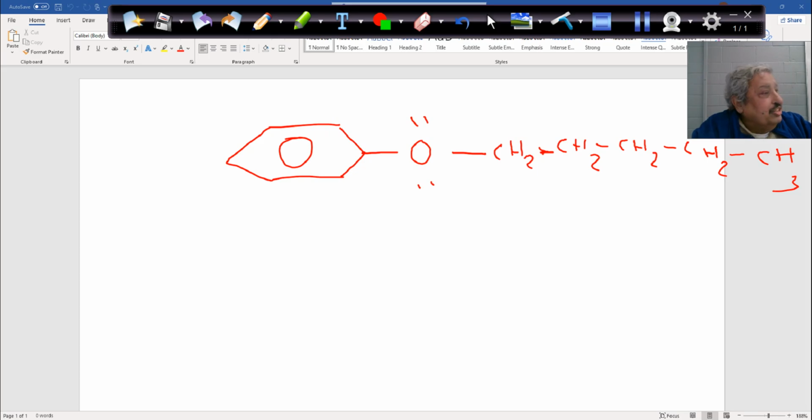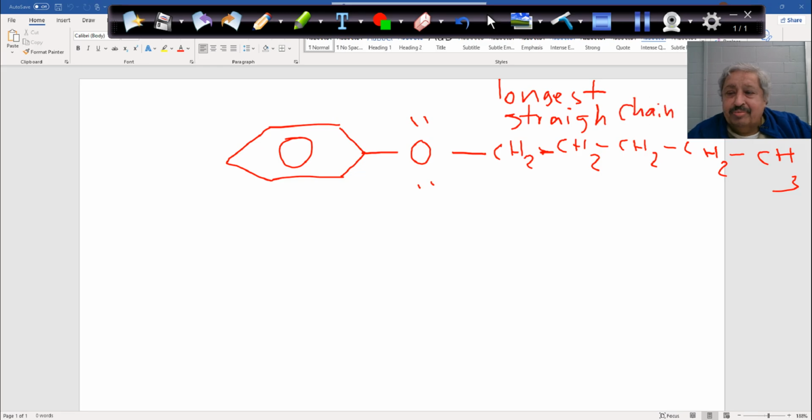So what's the longest chain here? The phenyl ring is not the longest chain. It's a substituent here, correct? It's not the longest. You can't count this one as 6 carbons. No. We said the longest straight chain. That's what we are always looking for, longest. The condition is longest straight chain. So how many carbons?